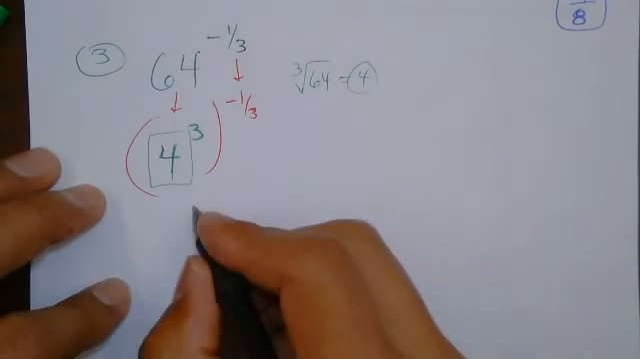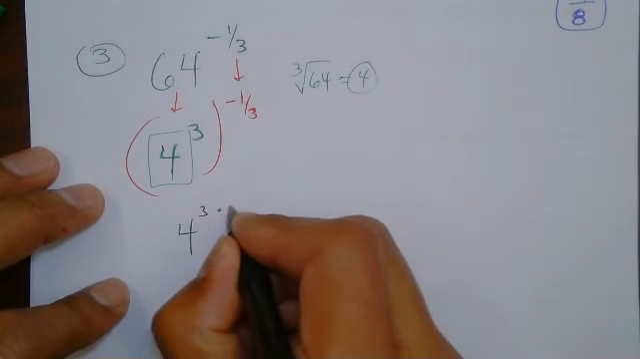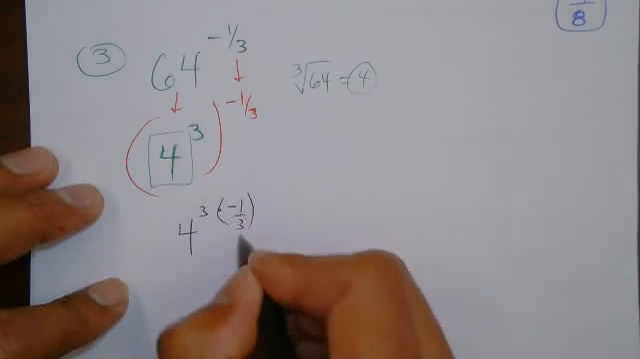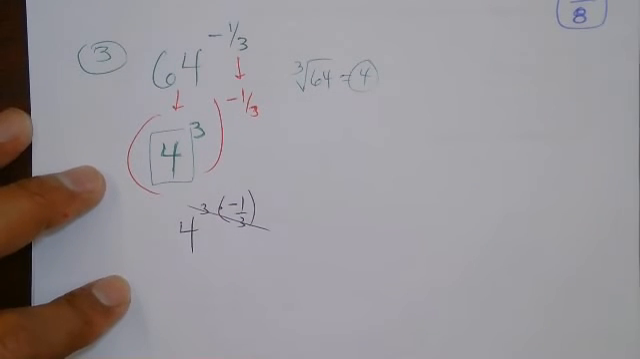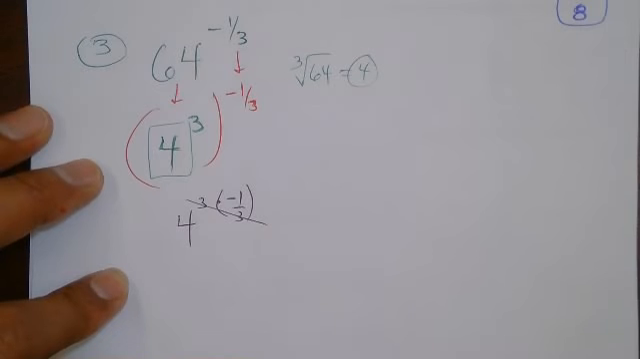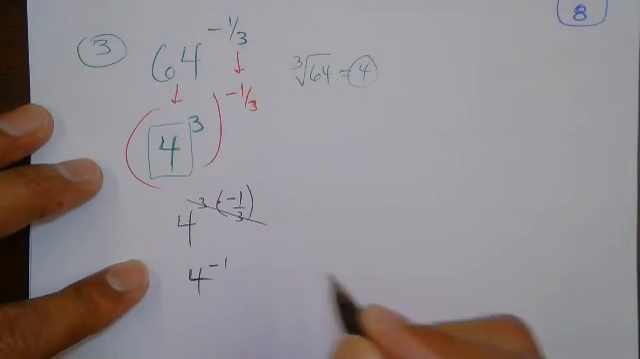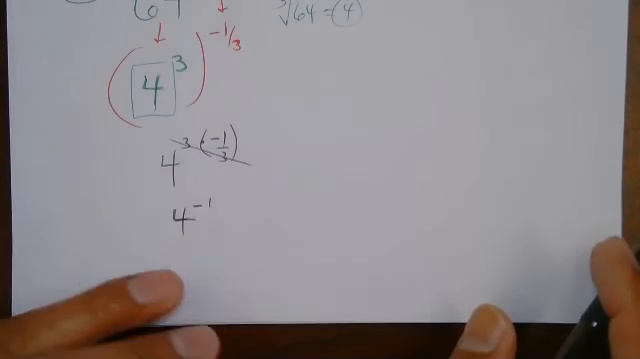But I like what's happening here. What's going to happen? Well, I got 4 to the 3 times negative 1/3. What's going to happen here? Aren't these 3's going to cancel like that? What's left? 4 to the power of negative 1.